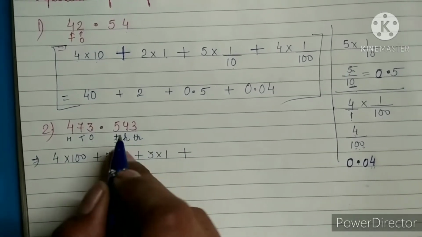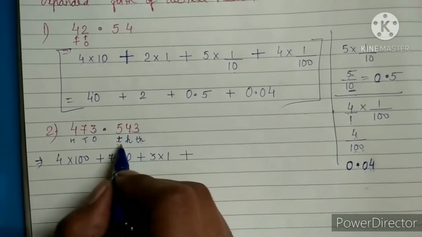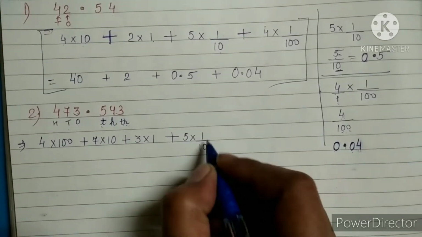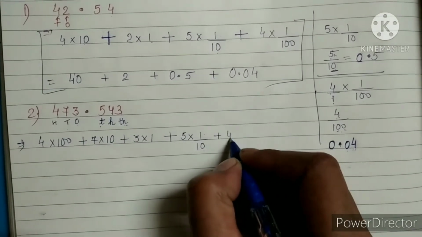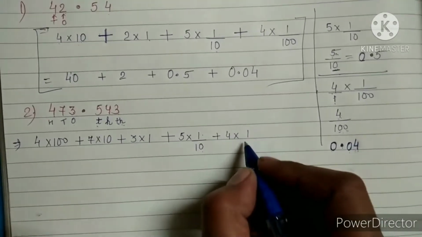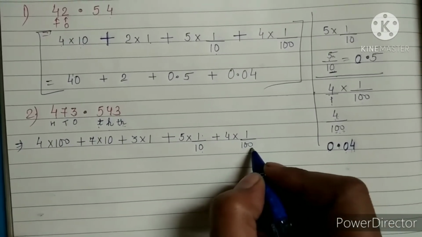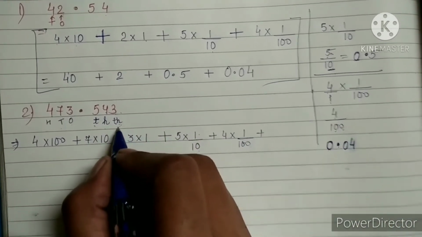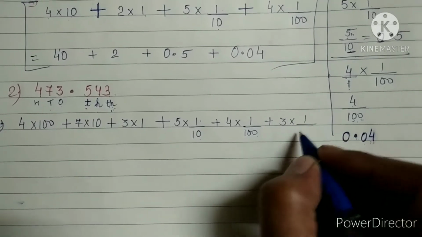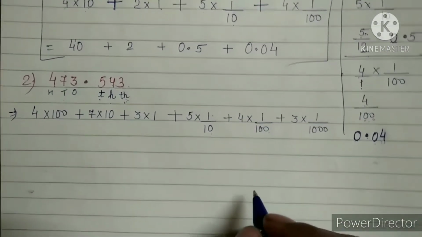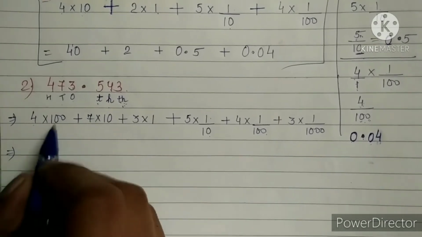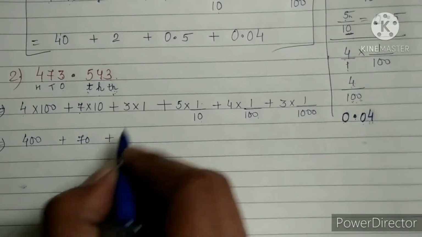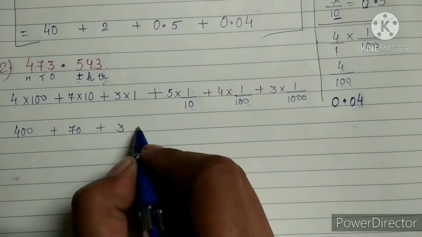You can see here I wrote all the places in small letters. It means 5 is multiplied by 1 by 10, plus 4 is multiplied by 1 by 100, plus 3 is multiplied by 1 by 1000. Now 4 into 100 is 400, 7 into 10 is 70, plus 3 into 1 is 3, plus.